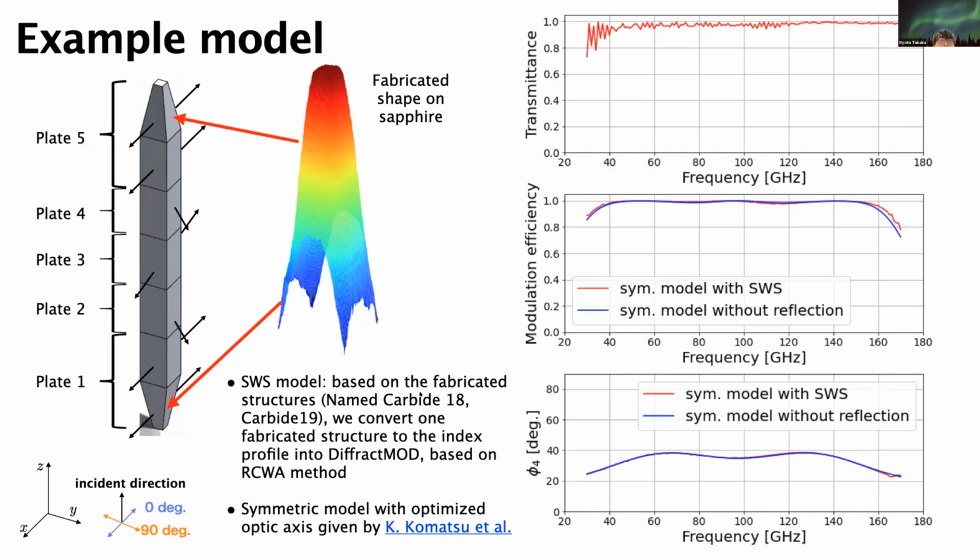Okay, so we made the model, the symmetric design, of the 5-layer achromatic half-wave plate. For the AR part, I applied the fabricated shape on the sapphire. This is the actual fabricated shape, and we can calculate the Mueller matrix of this model using RCWA. I plotted only the transmittance, modulation efficiency, and phase. Clearly, we can achieve high transmittance across the frequency band.